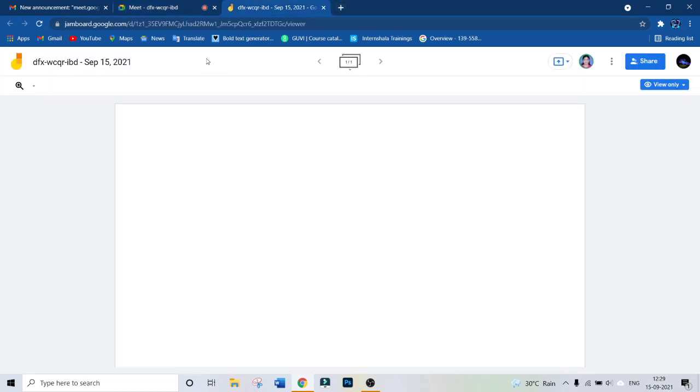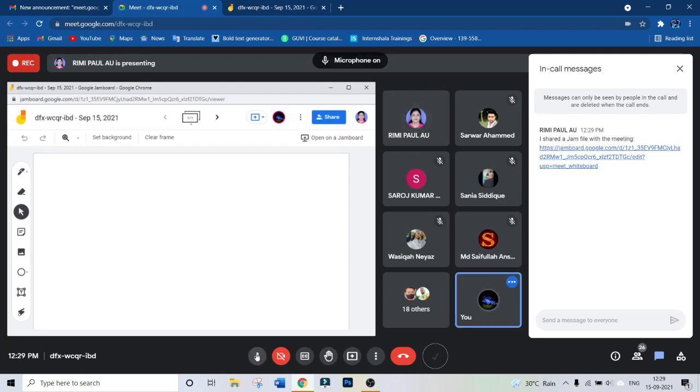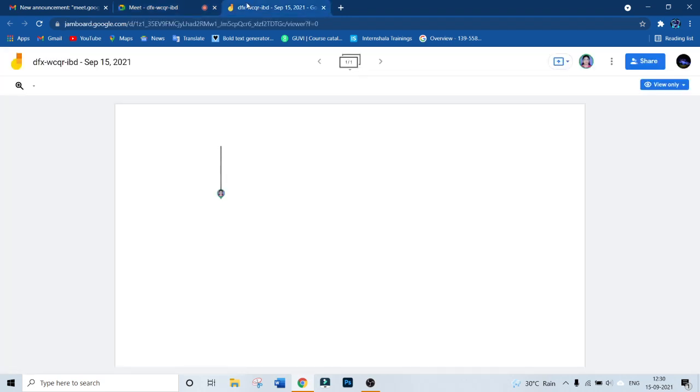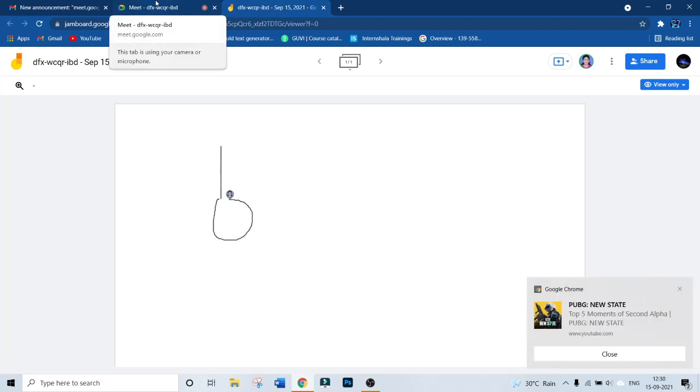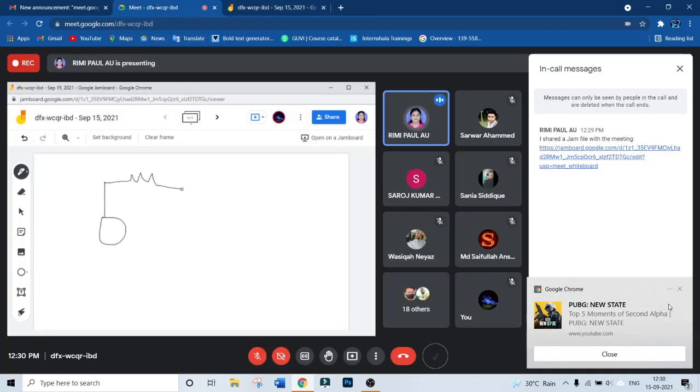So I think screen is visible, right? Whiteboard. Okay. So if I draw, now the circuit will be changed in this way.